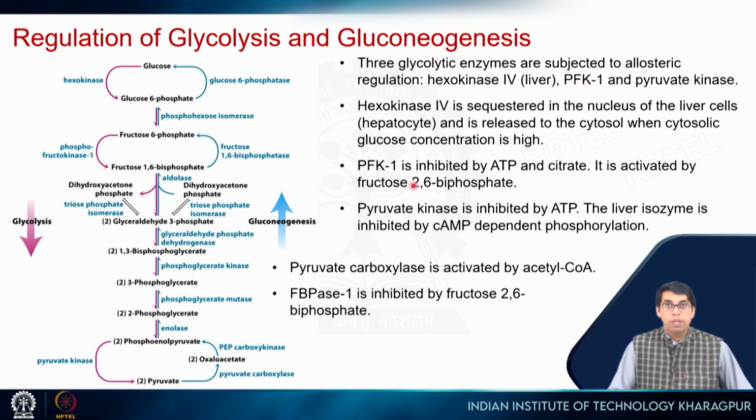Phosphofructokinase 1 or PFK1 is inhibited by ATP and citrate. Again, if you have enough ATP, it means that you have an abundance of high energy molecules, so you do not need glycolysis. A high concentration of ATP will inhibit this. A high concentration of citrate, which is formed in the first step of the citric acid cycle, will also inhibit this PFK. These are indications that you have enough of these molecules, so you do not need to go into glycolysis.